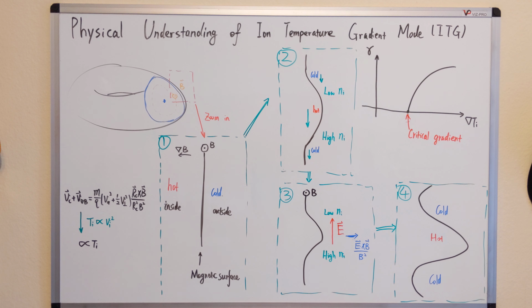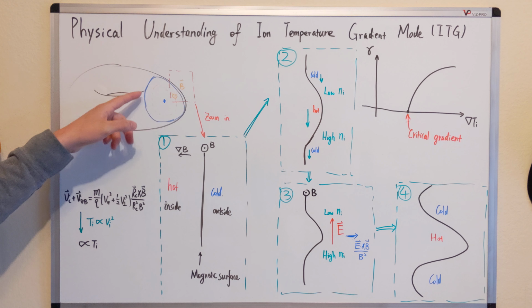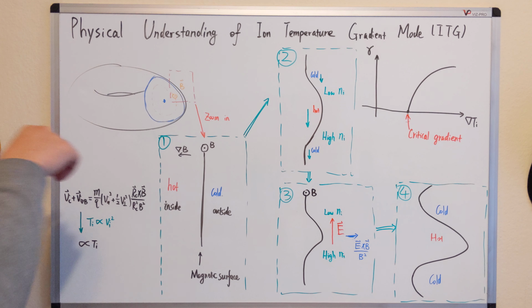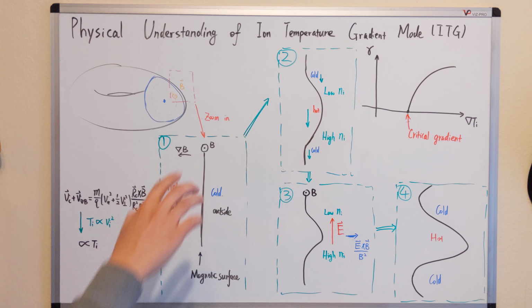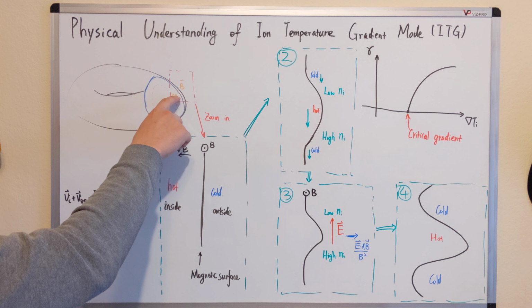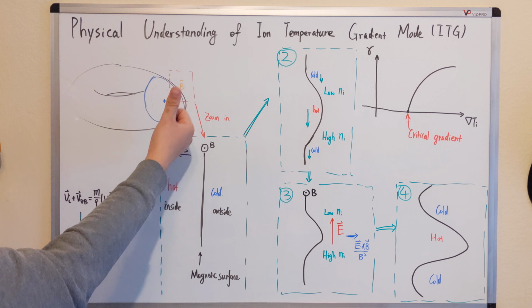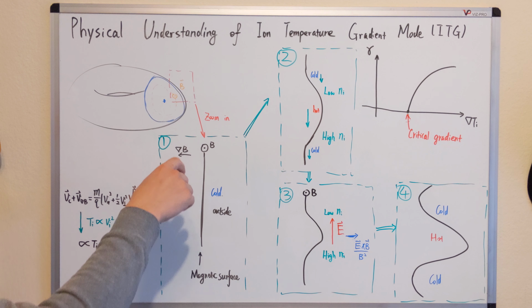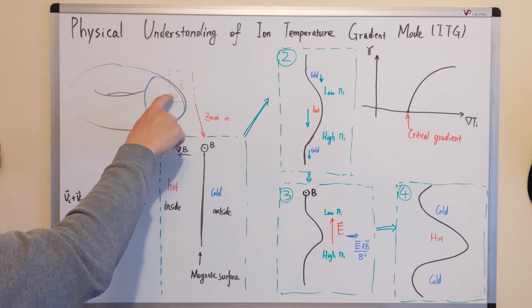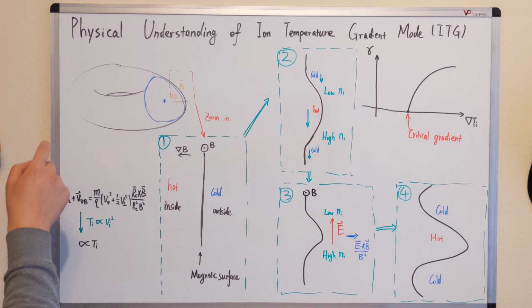Okay, let me give you some physical understanding of ion temperature gradient mode. So you can imagine we're in the tokamak. Just for an example, we're talking about the magnetic field going outward.